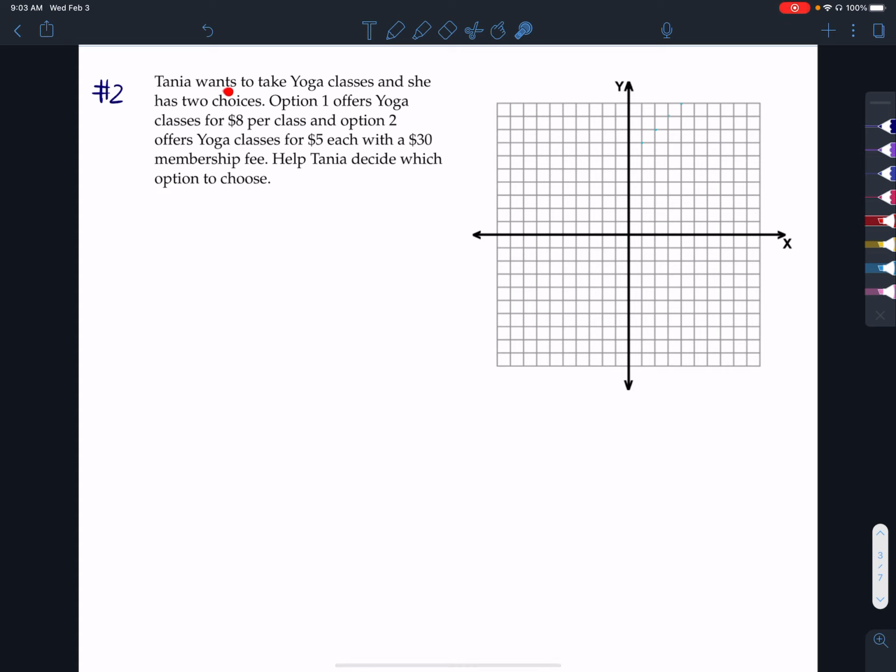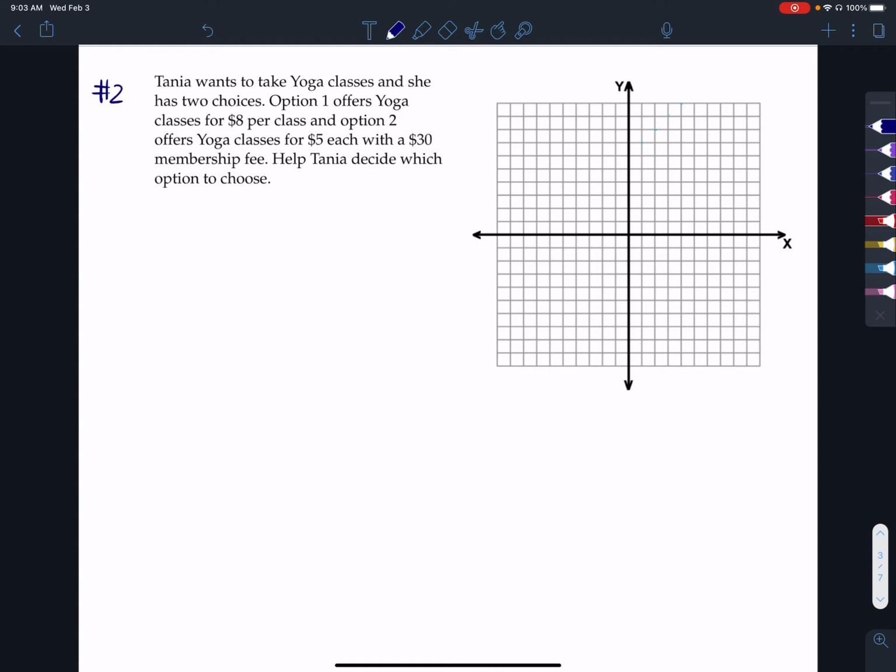So here Tanya wants to take yoga classes and she has two choices. Option 1 offers yoga classes for $8 per class, and option 2 offers yoga classes for $5 each, so that's per class, with a $30 membership fee. Help Tanya decide which option to choose.